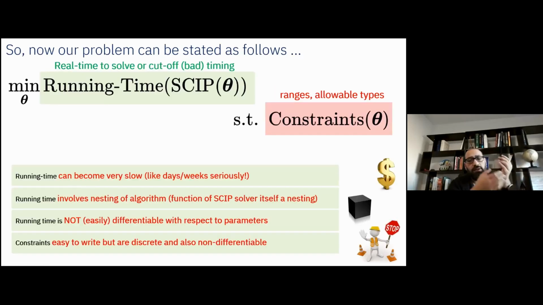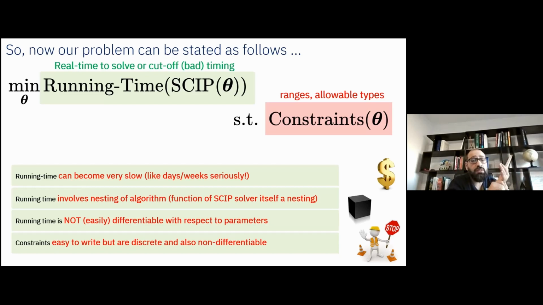Now, again, this is a problem where the running time is very, very slow. In fact, we tried this, and no joke, it could take up to days or weeks to solve a big enough MIP problem. When you choose these theta parameters, you're actually nesting heuristics internally inside the solver, so it's hard to get a closed form equation. And as you see, it's very hard to differentiate this with respect to the parameters.